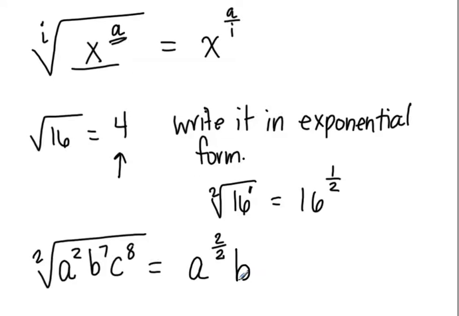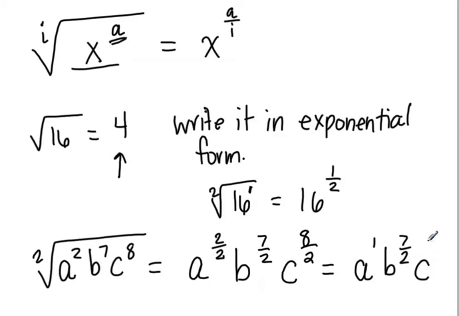What about B? 7 over 2. What about C? What does 2 over 2 reduce to? 1. What's 7 over 2 reduced to? I'm just going to leave it as 7/2. And then what's 8 over 2? 4. That's it. You're done. If it says to write it in exponential form, you're finished.